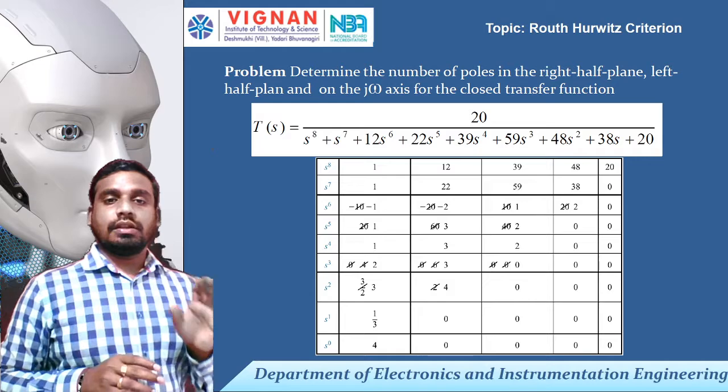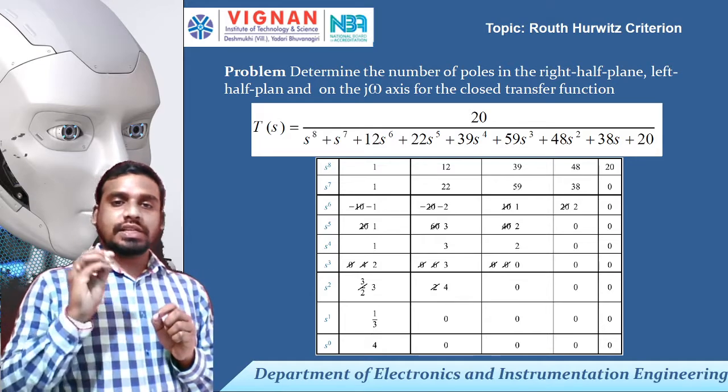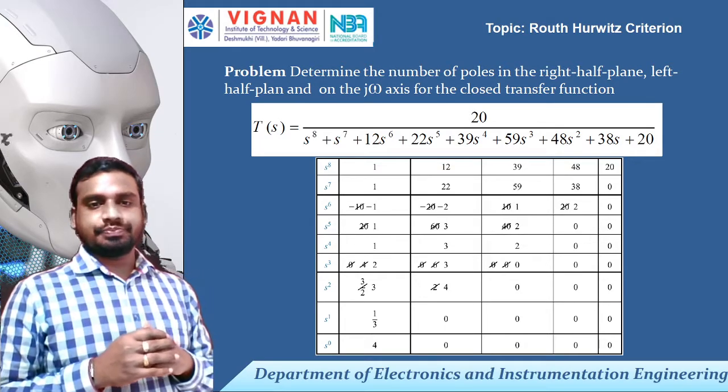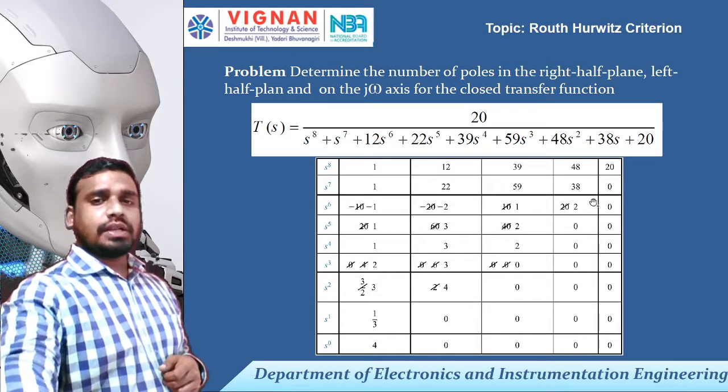But how far it is located from the origin? What is the location of the pole? It can't change. We can't judge it. Okay. So consider this example.